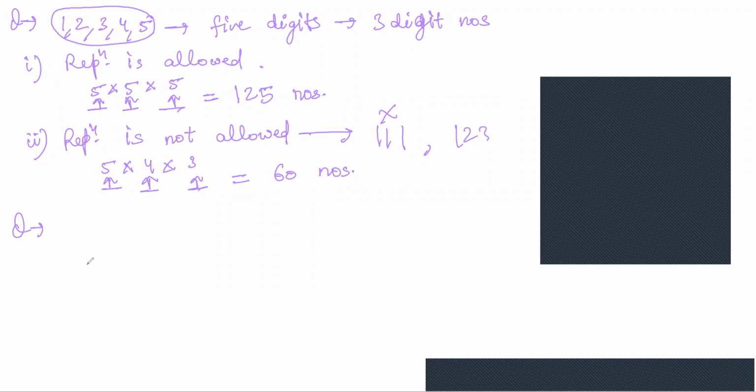How many 3-digit even numbers? So first, carefully understand what the question is saying. What are the conditions that the question is putting on us? How many 3-digit even numbers? So it is already given that the number is 3-digit and the number is even as well.